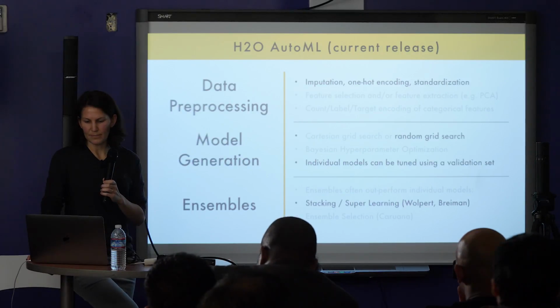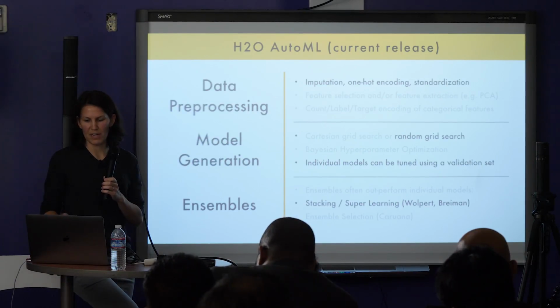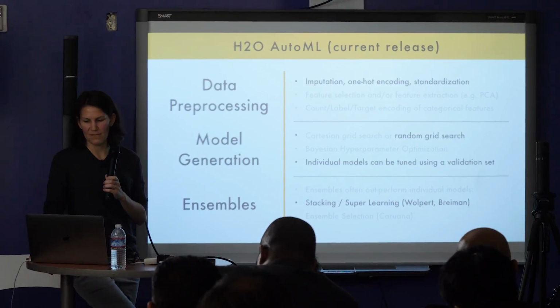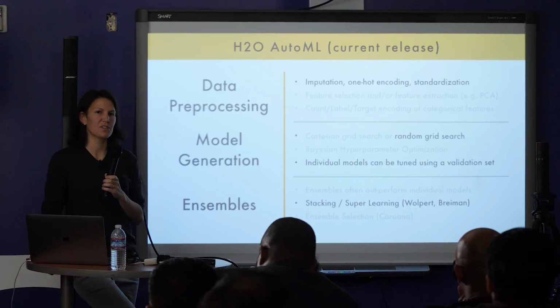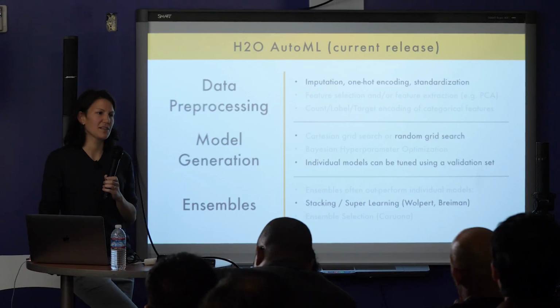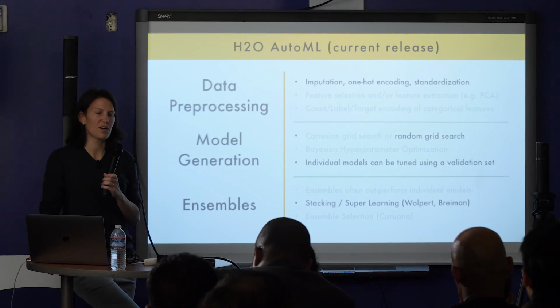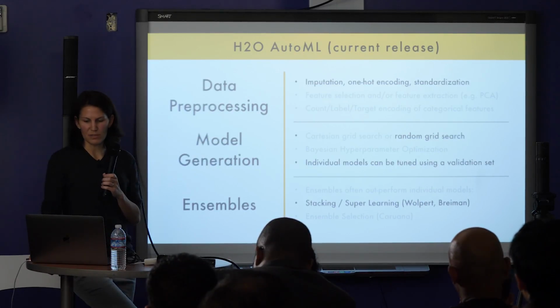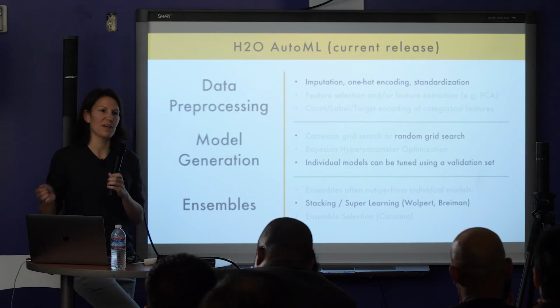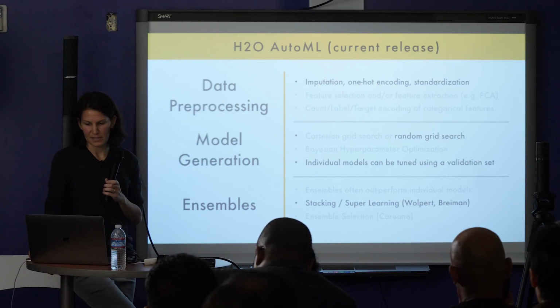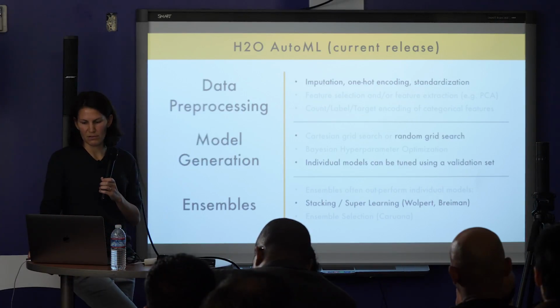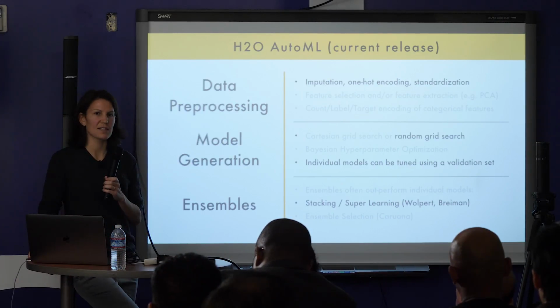And then we also tune the models individually using a validation set for early stopping. For GBMs and deep learning in particular, that's important because you don't want to overfit your models. So we use a validation set to make sure we have not overfit our models. And then with all of those models that we've generated, we do stacked ensembles at the end.